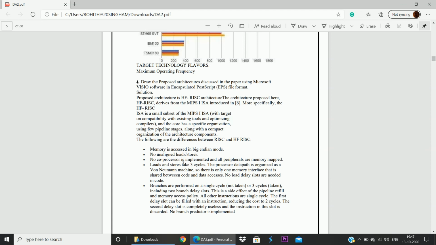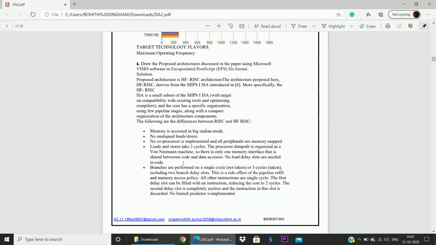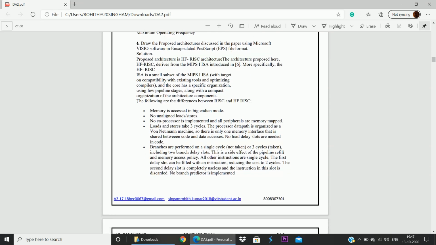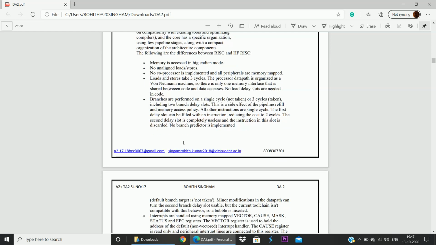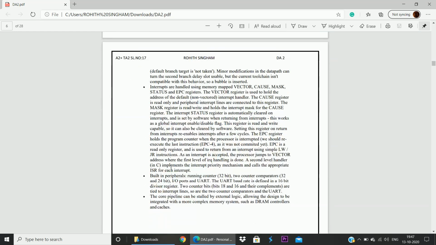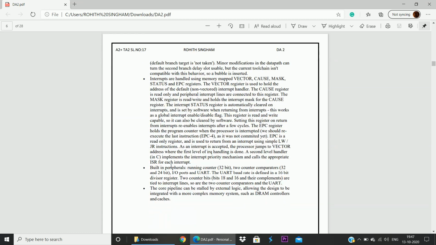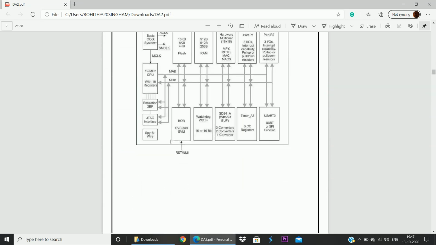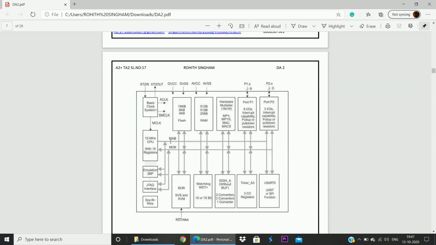Memory is accessed in big-endian mode, no unaligned loads or stores. So these are all the differences. Even these are the differences between those two. I have clearly mentioned them here. This is the diagram. You can clearly check here.